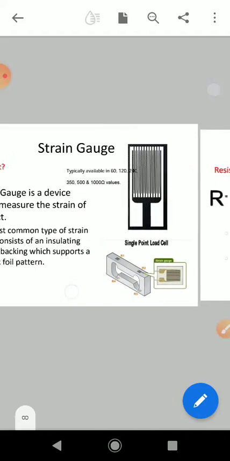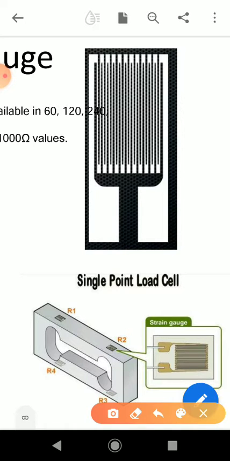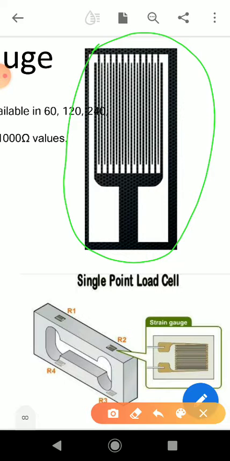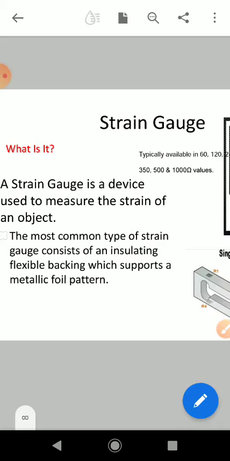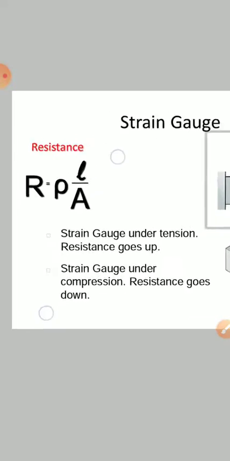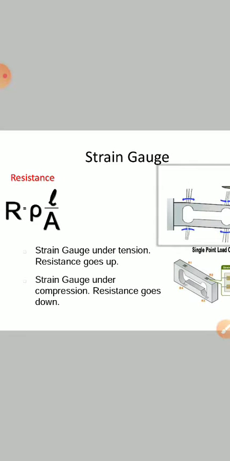Here is a graphical representation of the load cell. Load cells are made up of a special purpose wire-based configuration. These are the coils of the load cell, where the resistance of the wire changes in accordance with the applied weight. A strain gauge is a device used to measure the strain of an object, and the resistance as per the formula is defined as R equals rho L by A, where rho is the resistivity of the material, L is the length and A is the area.